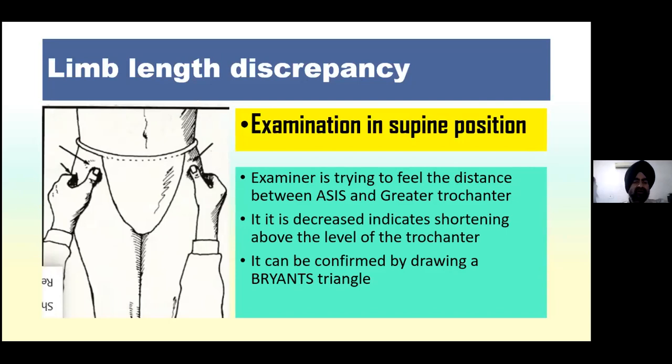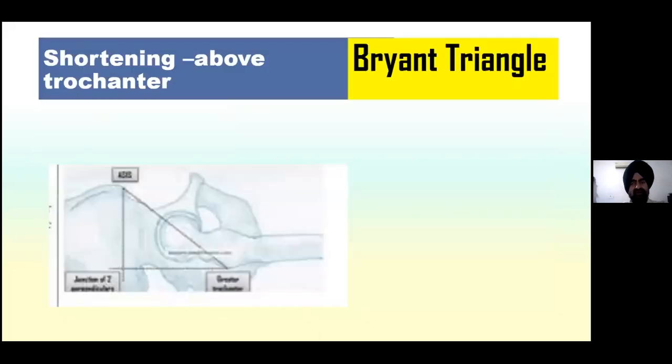It can be confirmed by drawing the Bryant's triangle, as you all know how the Bryant's triangle is drawn. I may not need to go into detail, but briefly, one point is the anterior superior iliac spine, one is the greater trochanter, and then the vertical downwards line and the horizontal line. If it is shortened, it indicates the shortening above the level of the trochanter. So this is how the Bryant's triangle is drawn.